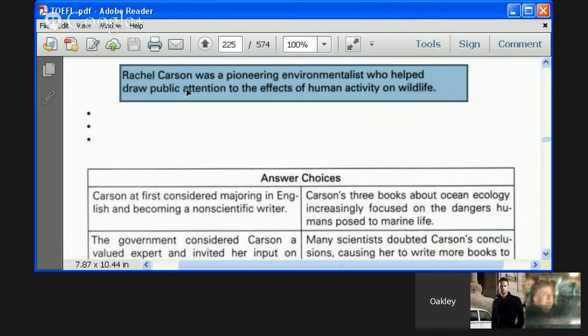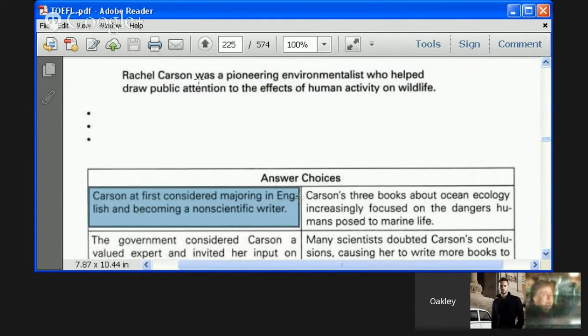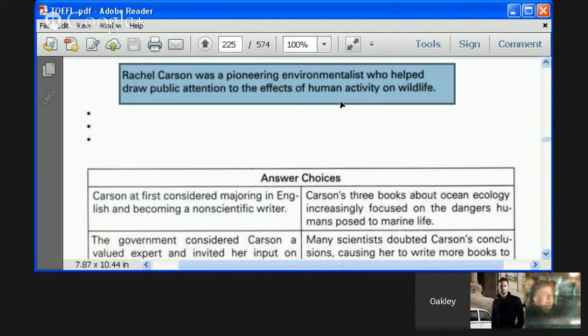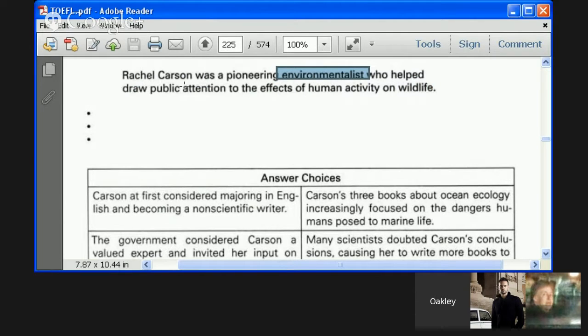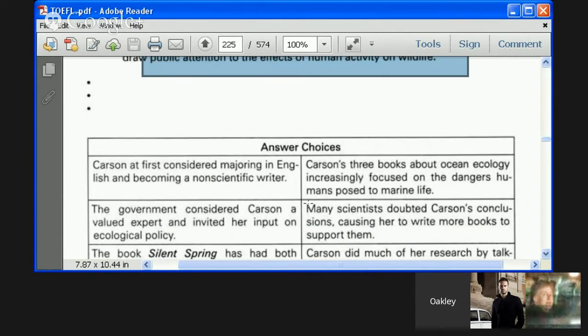Okay, maybe the reason why, but do we care about the reason why? It's irrelevant. We don't care about the reason why. All we care about is the fact that, very simply, she's an environmentalist who made public human activity's effect on nature. That's it. So again, we simplify this. Scientists doubted what she said. It doesn't really match the idea.